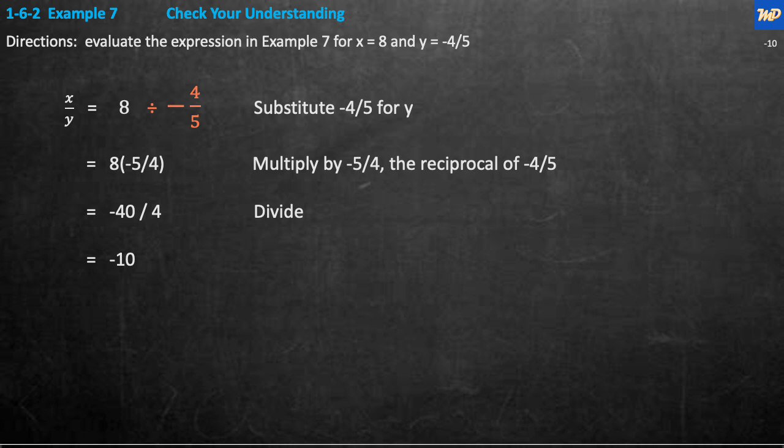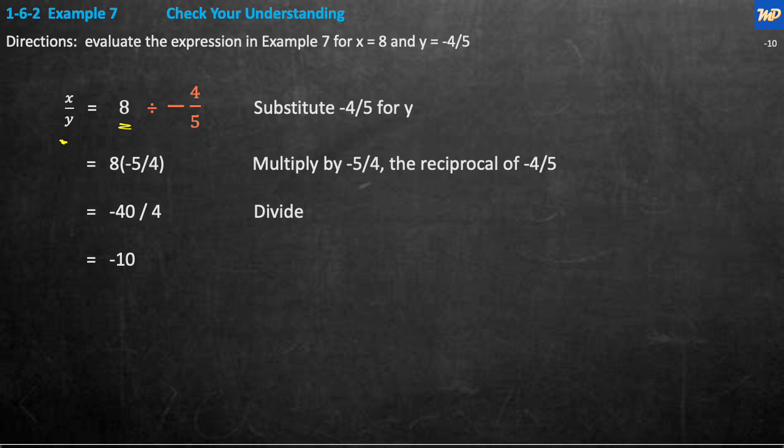Okay, example 7, check your understanding. Evaluate the expression in example 7 for x equal 8 and y equal negative 4/5. So I'm going to let you stop the video here and give it a shot. Should be pretty quick for you. Okay, so what are we going to do here? We're going to take the expression in example 7, which was x divided by y. And here we said x is 8, and we're going to divide by y, which is negative 4/5.